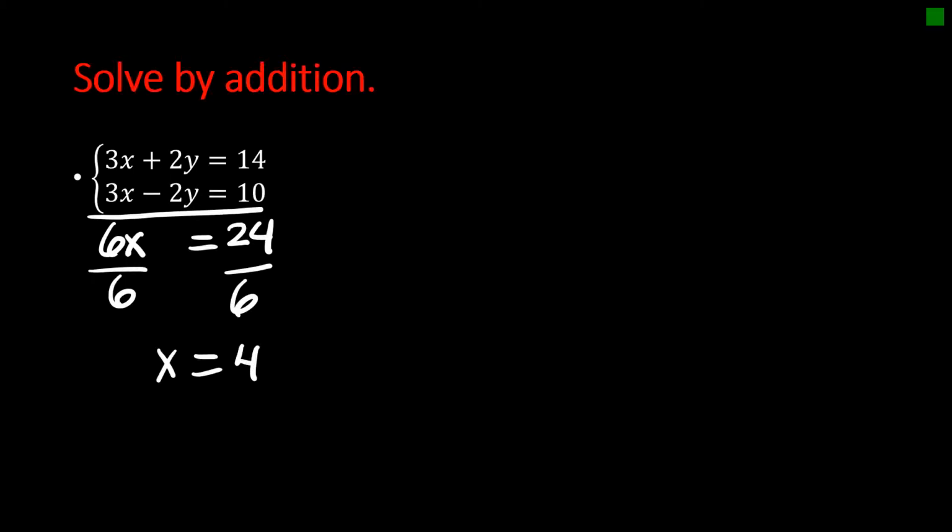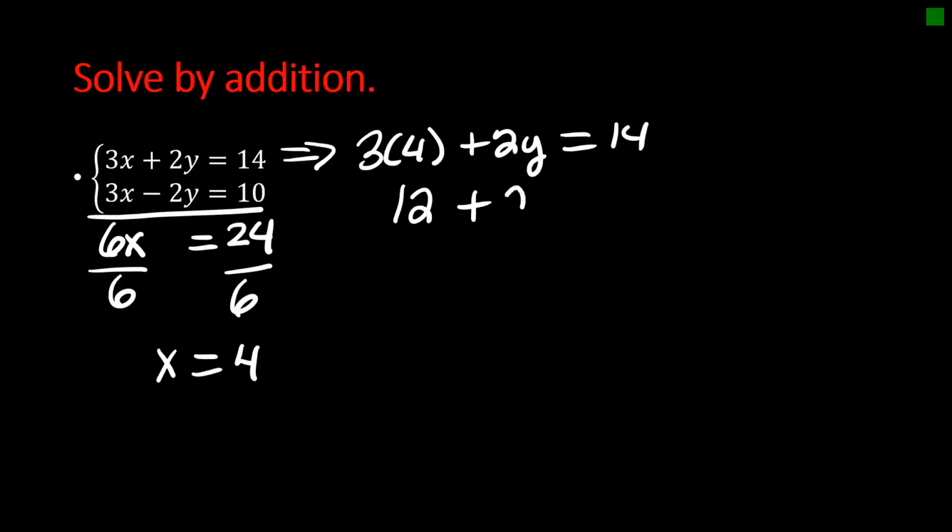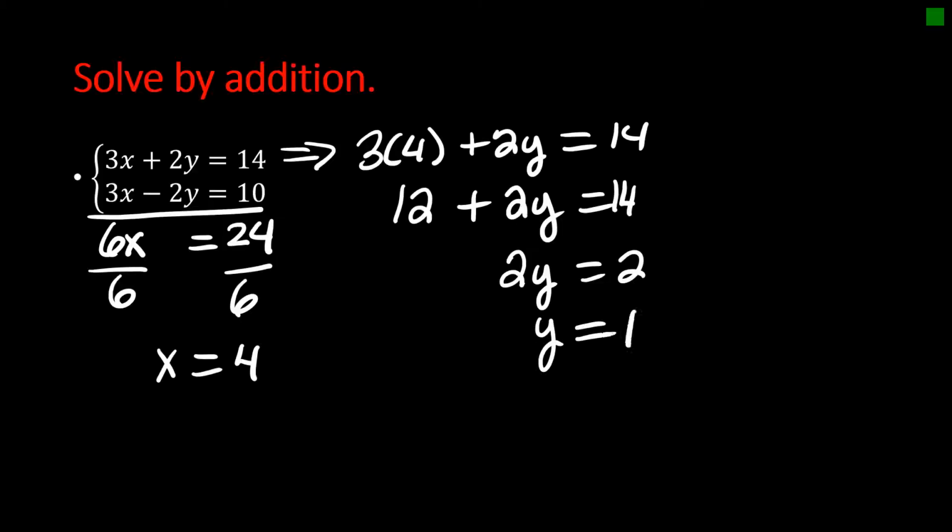Then I need to go to one of my original equations to find y. 3 times 4 plus 2y equals 14. So I have 12 plus 2y equals 14. If I subtract 12 from both sides, 2y is 2 or y is 1. So my solution set contains the point (4, 1).